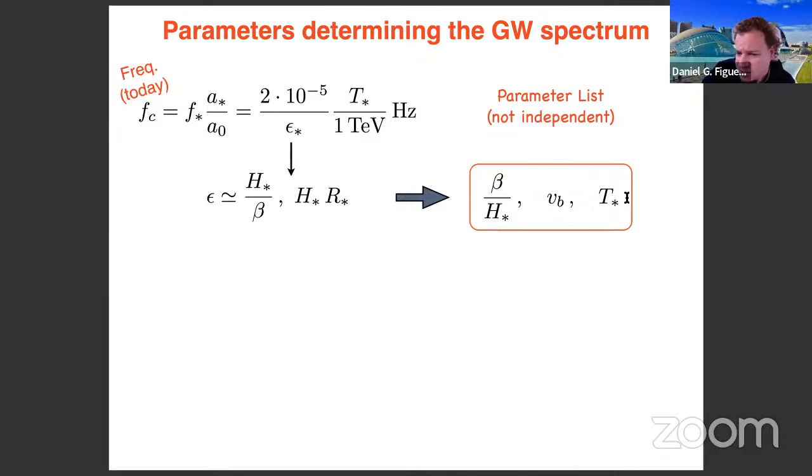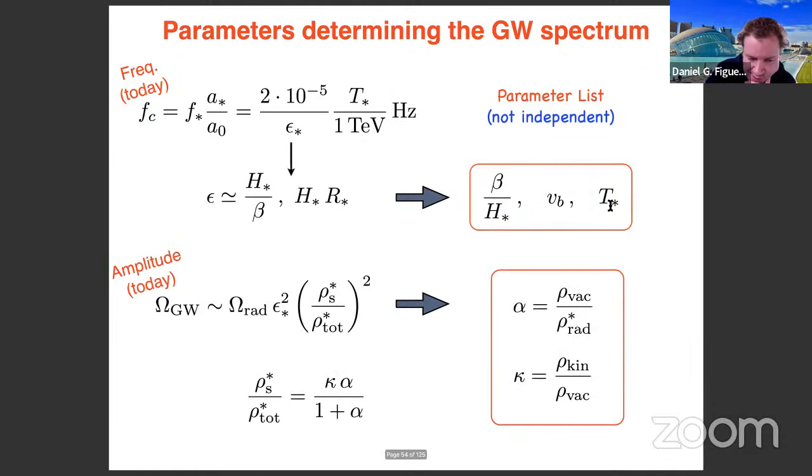So essentially, we see already 3 parameters here that control the whole effect. Beta, remember the inverse of which is the time scale of the phase transition, at least of the collision time. Velocity of propagation of the bubbles, which is controlled by the microphysical interaction of the bubble wall with the plasma, and energy scale of the symmetry breaking.